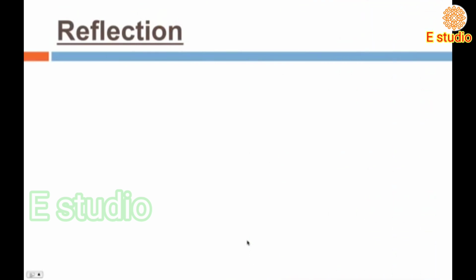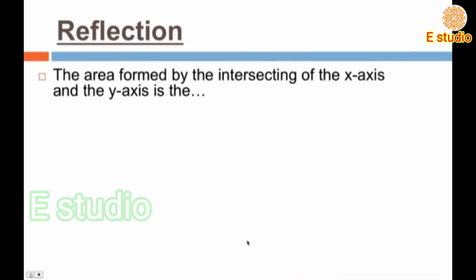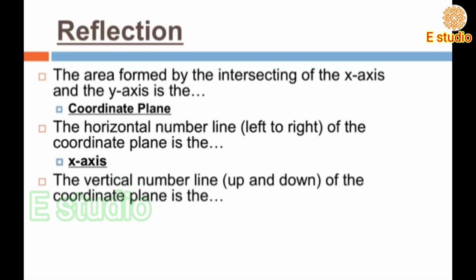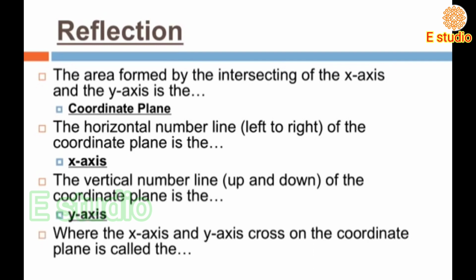So let's review this lesson. The area formed by the intersecting of the x-axis and the y-axis is the coordinate plane. The horizontal number line, left to right, of the coordinate plane is the x-axis. The vertical number line, up and down, of the coordinate plane is the y-axis. Where the x-axis and y-axis cross on the coordinate plane is called the origin.